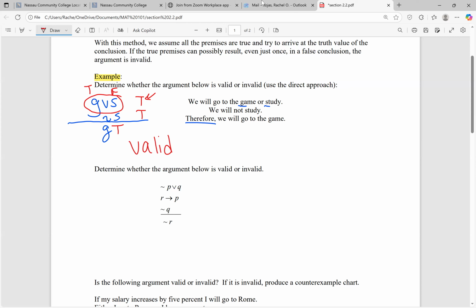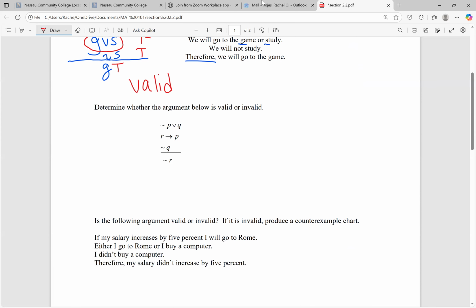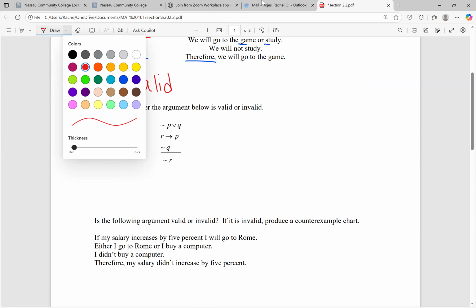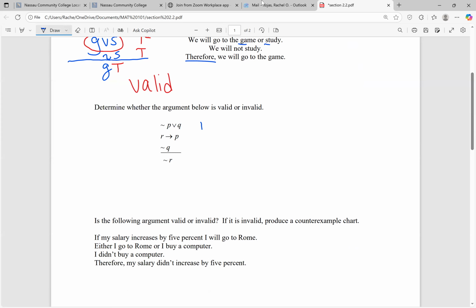So let's look at this second example. Determine whether the argument is valid or invalid. We have three premises in this case, which we're going to assume are all true.